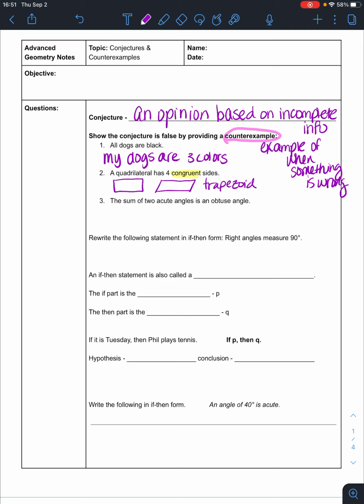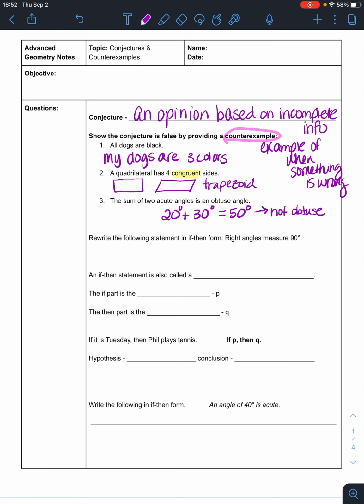Okay, the sum of two acute angles is an obtuse angle. That means you need to remember what acute is. Acute angles are less than 90. Obtuse angles are more than 90. So I am stating as a fact that two acute angles will always add to be an obtuse angle. And so you can think about it and you can say, well, 20 plus 30, so a 20-degree angle, which is acute, and a 30-degree angle, which is acute, is 50 degrees, which is not obtuse. So that is not always true.